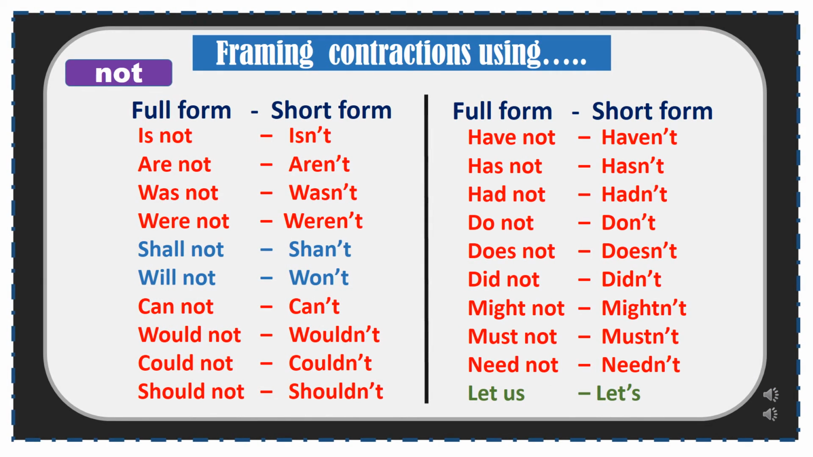Students, shall we practice some more contractions using the negative form? Here the negative form is not, N-O-T. I'll give one example. Is not. Is is one word, not is another word. We have to put these words together and we have to remove O. Then the contraction will be isn't. Here O is removed and it is replaced with the apostrophe.